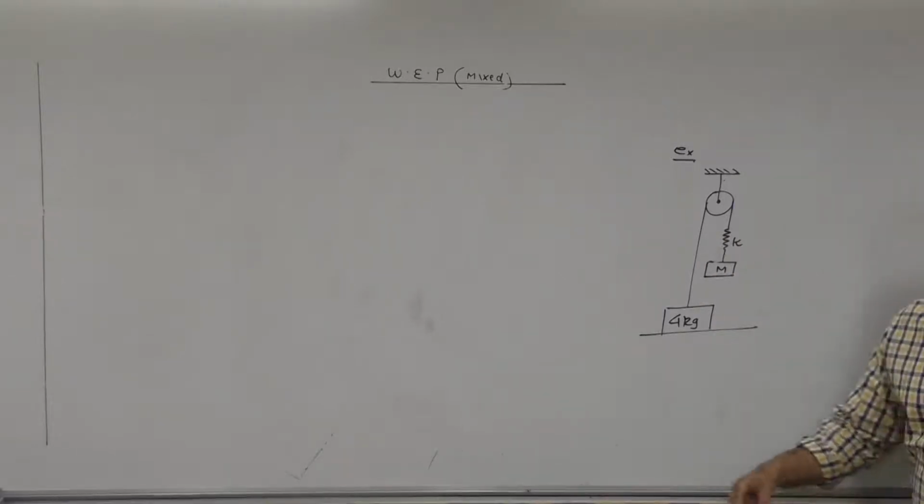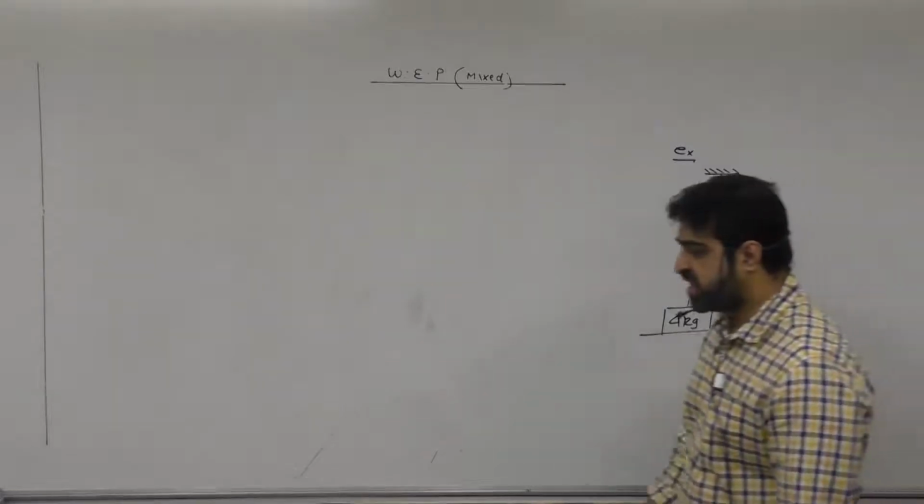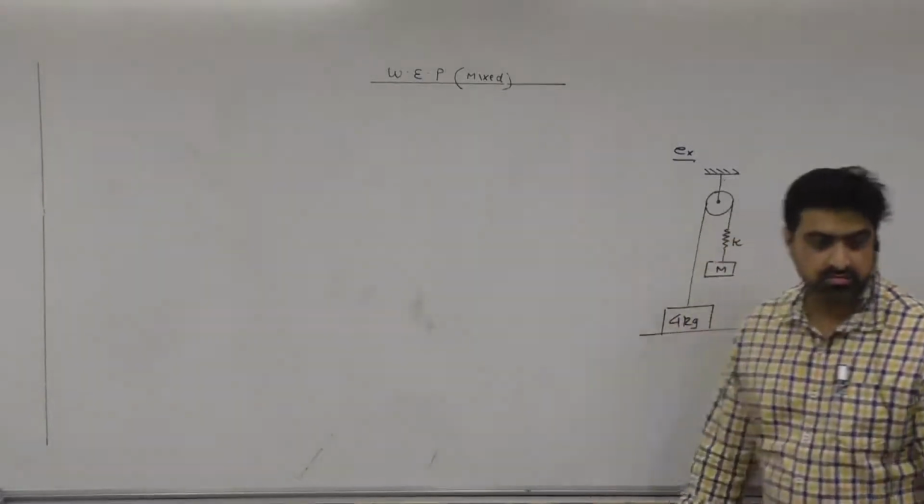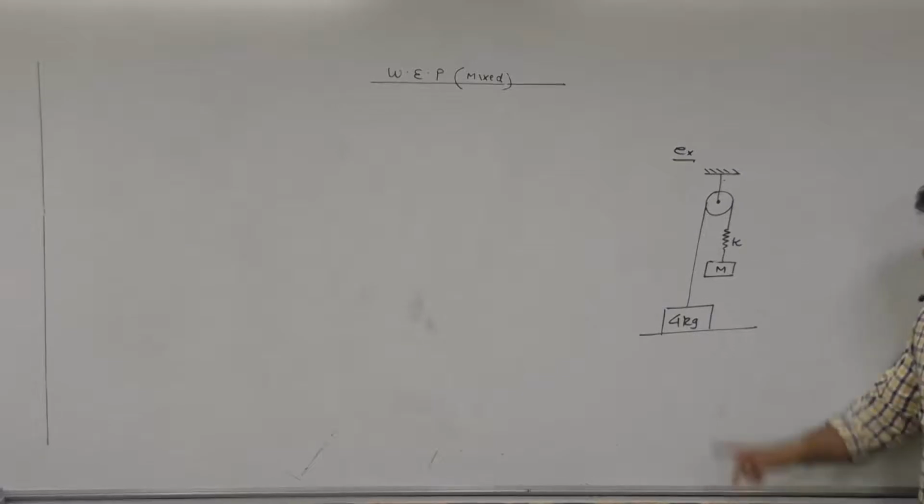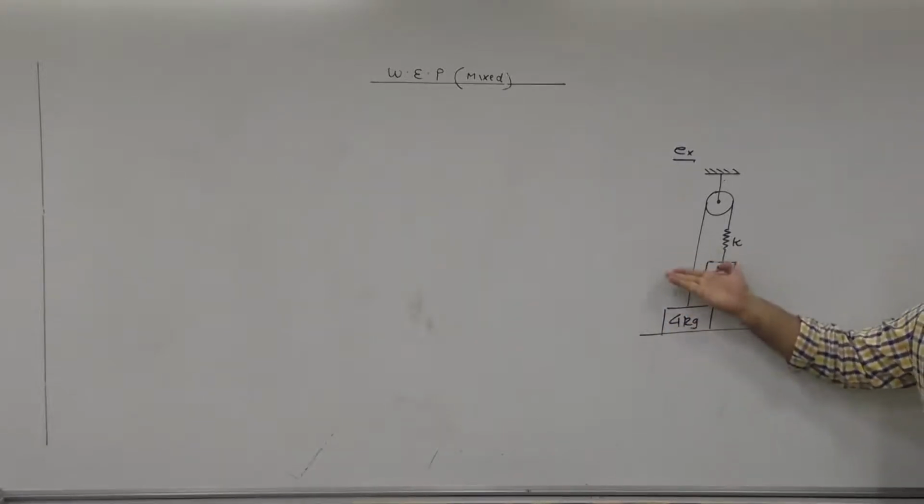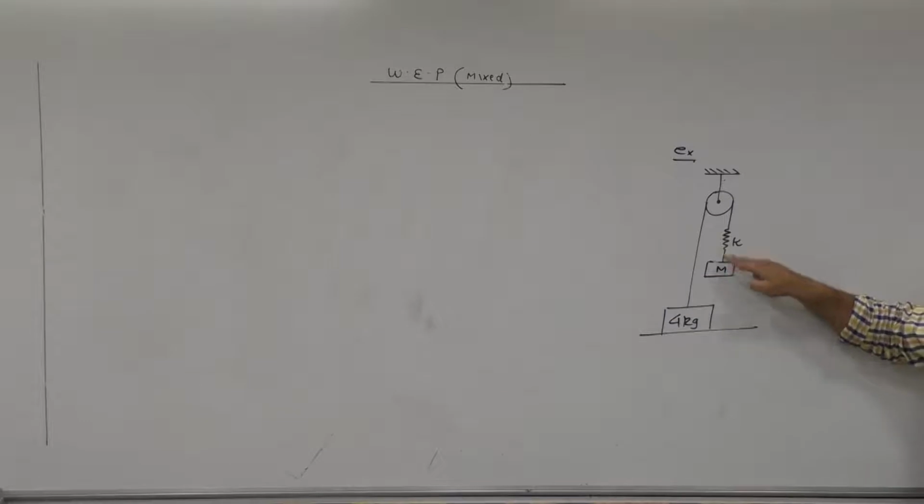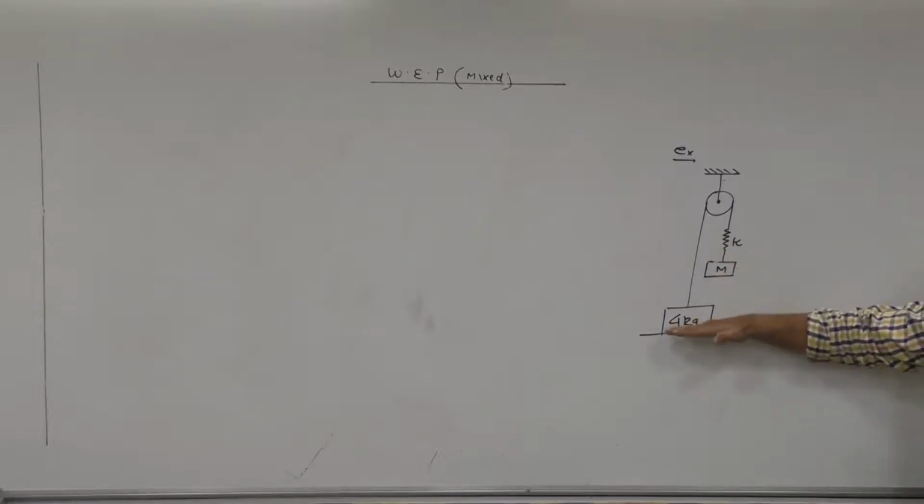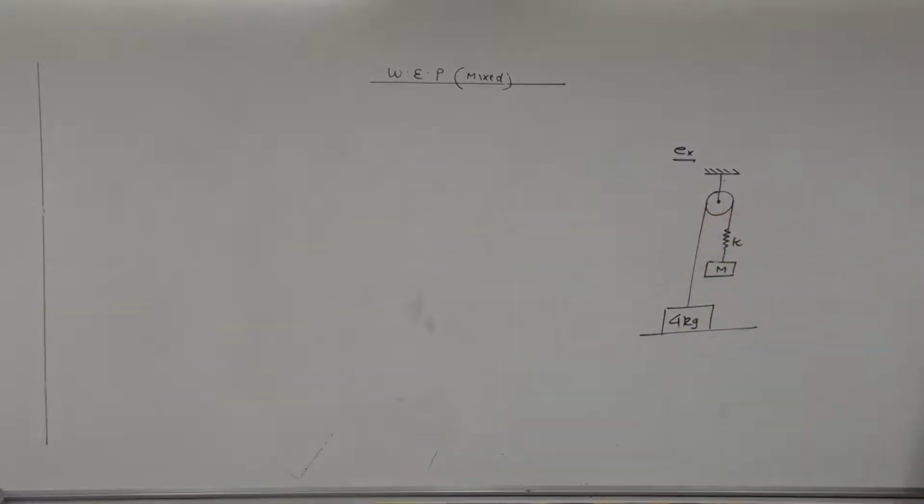What is the question saying? Question is saying: find the maximum value of m so that the 4 kg lifts from the ground just. We have to find its value so that the 4 kg just lifts off the ground.